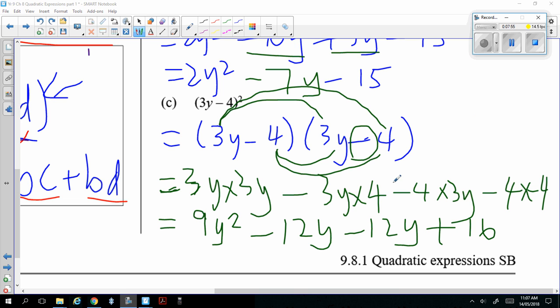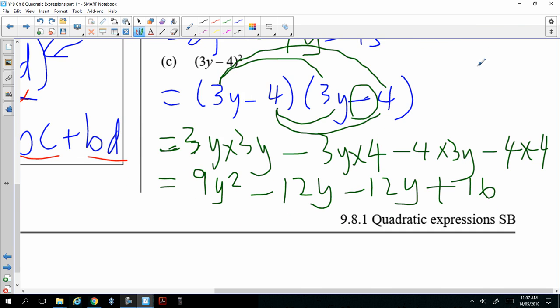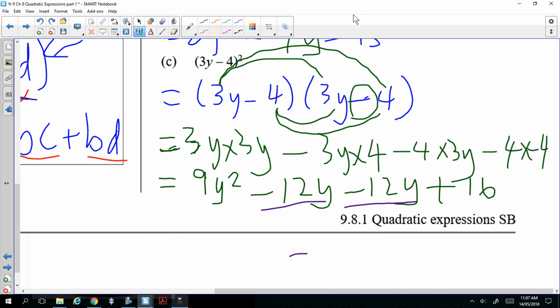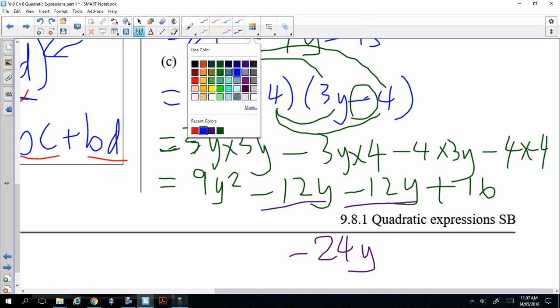Now there's a like term. Which two are like terms? So what's negative 12 minus 12? Negative 24. And now if you can't do that, you can always use your calculator. Let me show you how it works. If you have trouble doing these negative numbers, it doesn't mean you will lose marks in the exam. You can just use your calculator to work out negative 12 minus 12, and it will give you negative 24 as expected. Negative 24y plus 16 here, 9y squared.